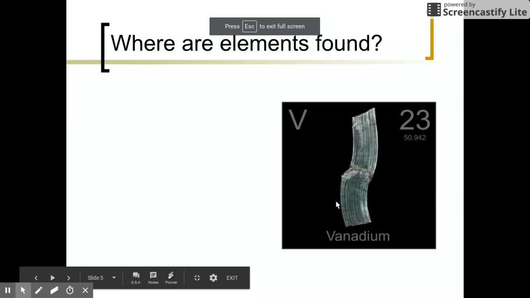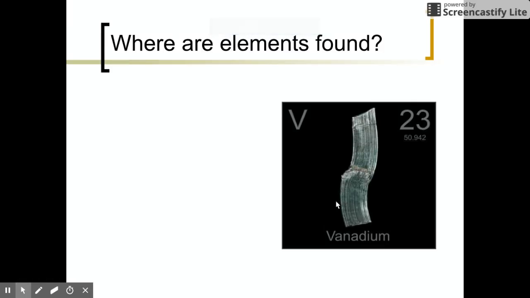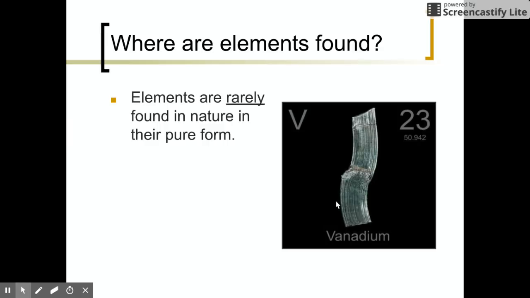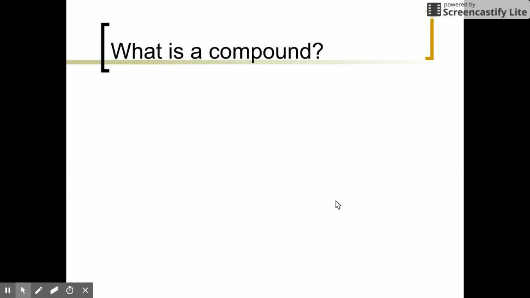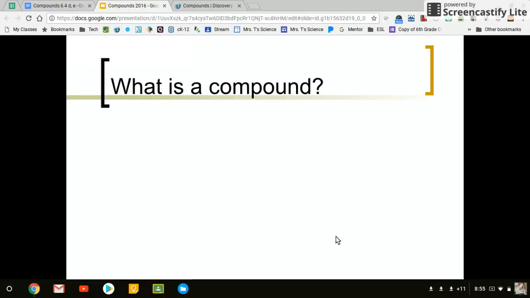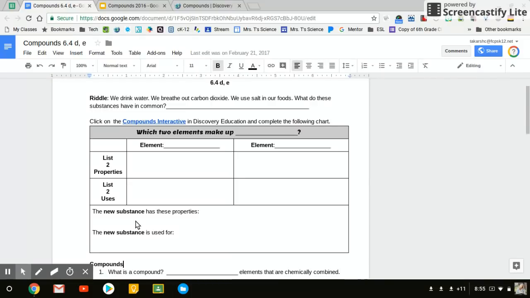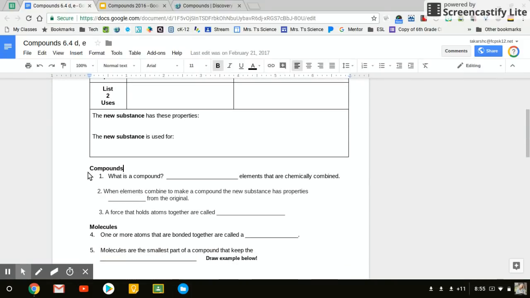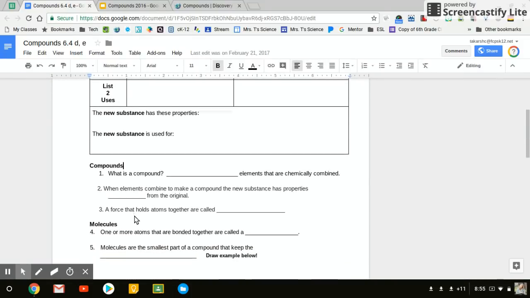Okay, so since we finished our first interactive, we're going to go ahead and talk about where elements are found. Elements are very, very rarely found in their pure form in nature. Most of the time, they're found bonded together in compounds. So let's go ahead and come up with an actual definition for your notes. At this point, you should be starting right here. What is a compound? And following along.